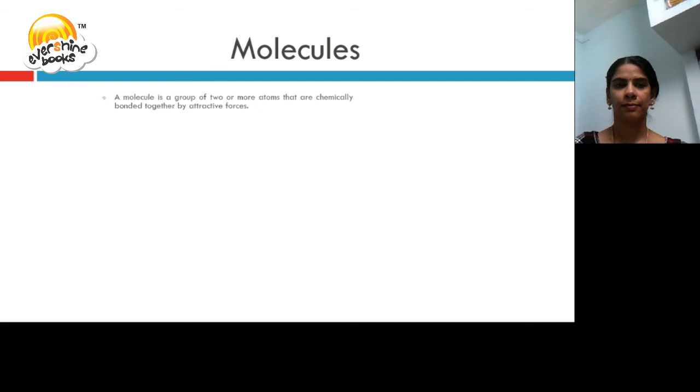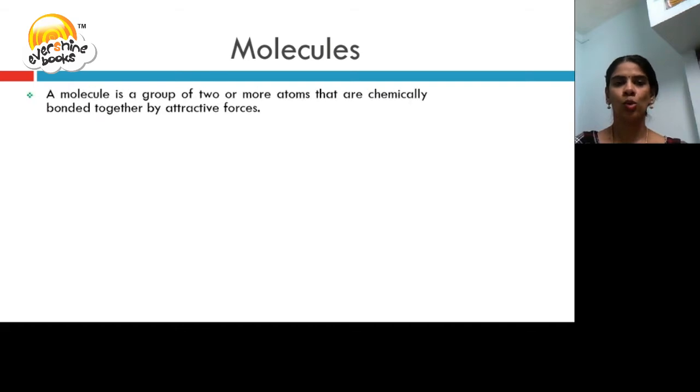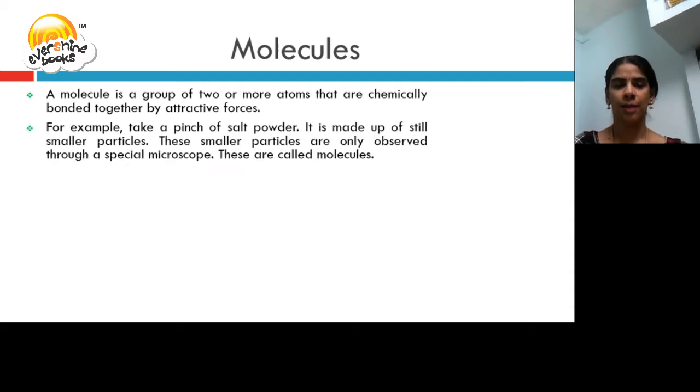Molecules. A molecule is a group of two or more atoms that are chemically bonded together by attractive forces. For example, take a pinch of salt powder. It is made up of smaller particles. These smaller particles are only observed through a special microscope. These are called molecules.